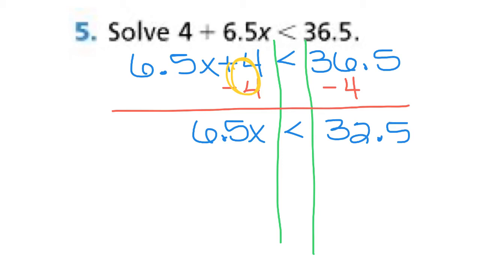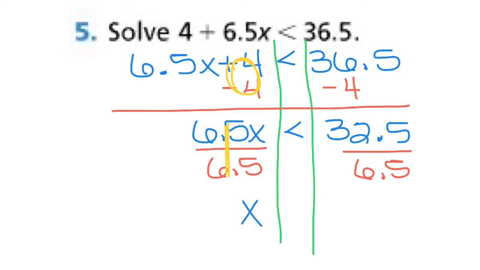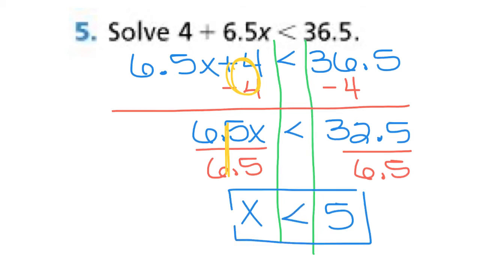Now I'm going to undo my multiplication by using division, so I'm going to divide both sides by 6.5. 6.5x divided by 6.5 is a 1x, so I'm left with 1x, and 32.5 divided by 6.5 is 5. And my final check, I divided by a positive, so I'm going to leave my sign the same and end up with x is less than 5.